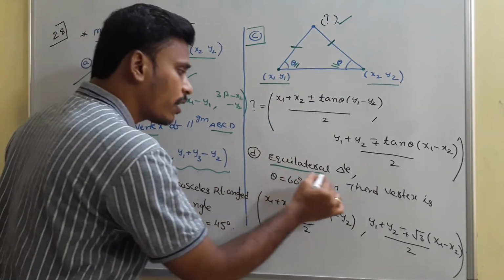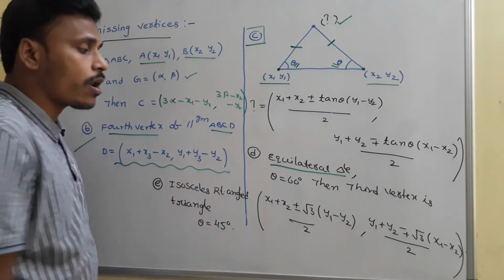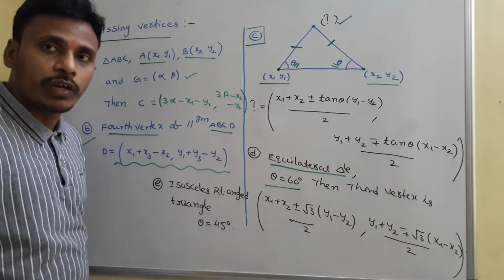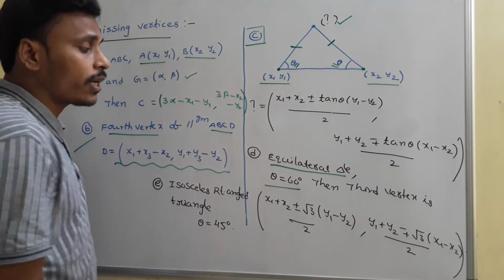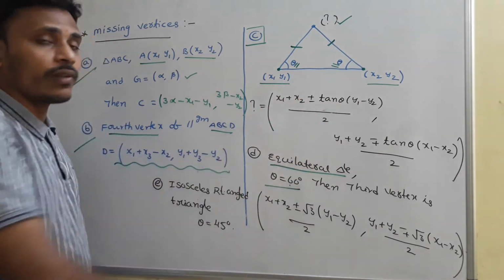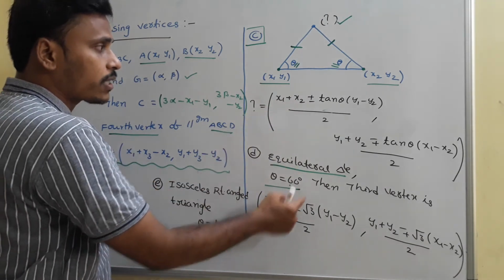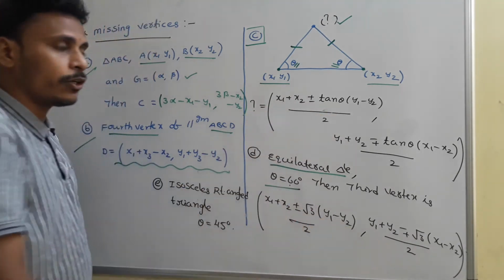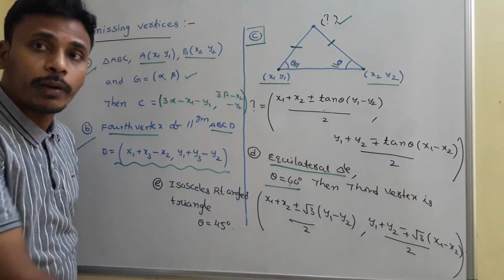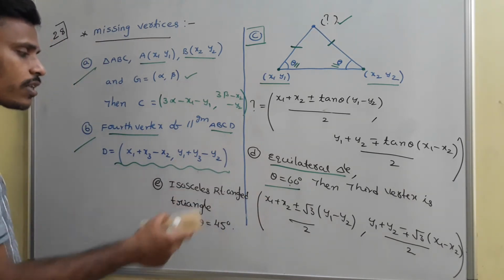Now, suppose you are thinking about an equilateral triangle. For an equilateral triangle, all the sides and all the angles are equal and that angle is 60 degrees. To find the third vertex, if you know two as (x1, y1), (x2, y2), just replace theta equals 60 in this formula. If you replace theta with 60, what will happen? Tan 60 degrees is root 3. And so, (x1 plus x2 plus or minus root 3 into (y1 minus y2)) by 2, whereas (y1 plus y2 minus or plus root 3 into (x1 minus x2)) by 2 is the third vertex of an equilateral triangle. And the next thing is the isosceles right angle triangle.